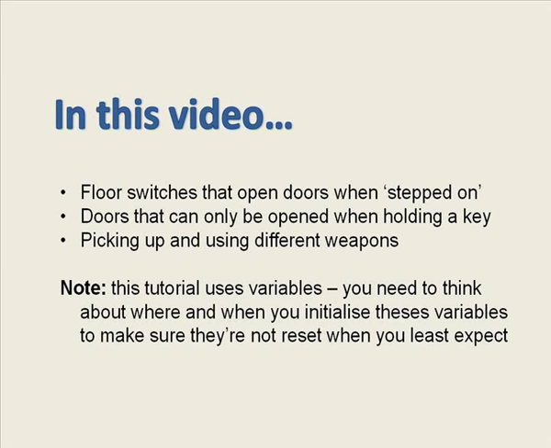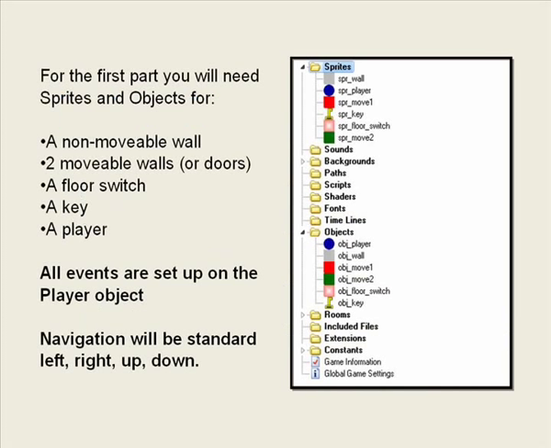You need to think about where and when you initialize these variables to make sure they're not reset when you least expect. For example, as with scores, lives and health, if you initialize them on a create event on your player object, these are likely to be reset when you move between rooms. You might want to use a control object that only appears in the first room.